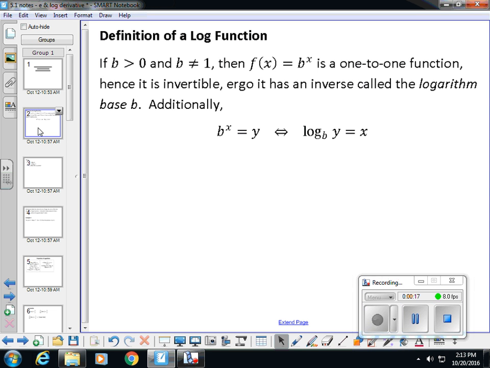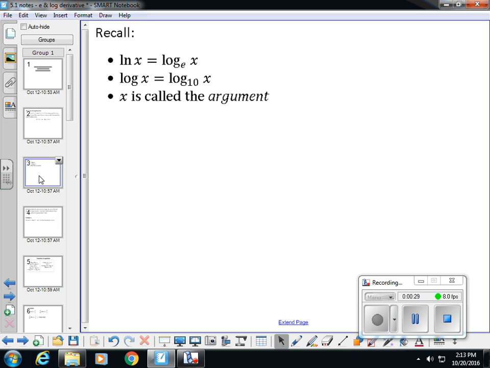Just a review on logs, if you have b to the x equals y, you can rewrite that as log base b of y equals x. Okay, take a minute and read over that if you forgot about that. Recall, the ln of x is really just log base e of x. Log of x is really log base 10 of x.